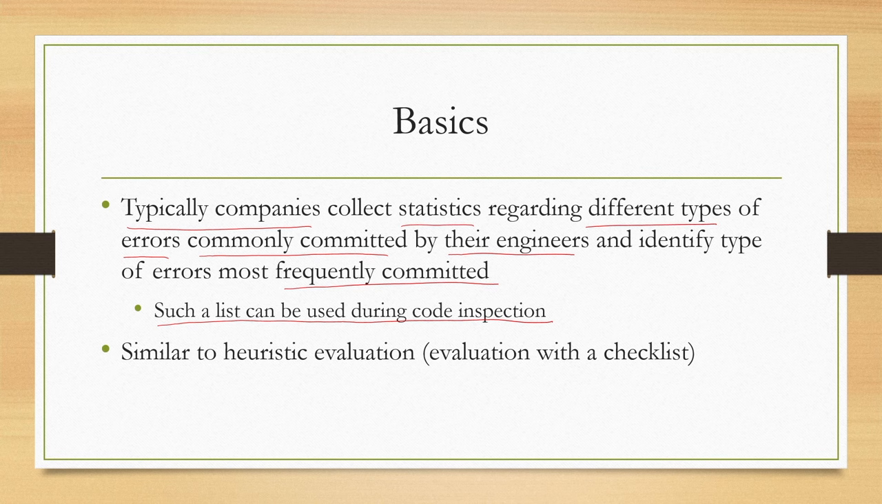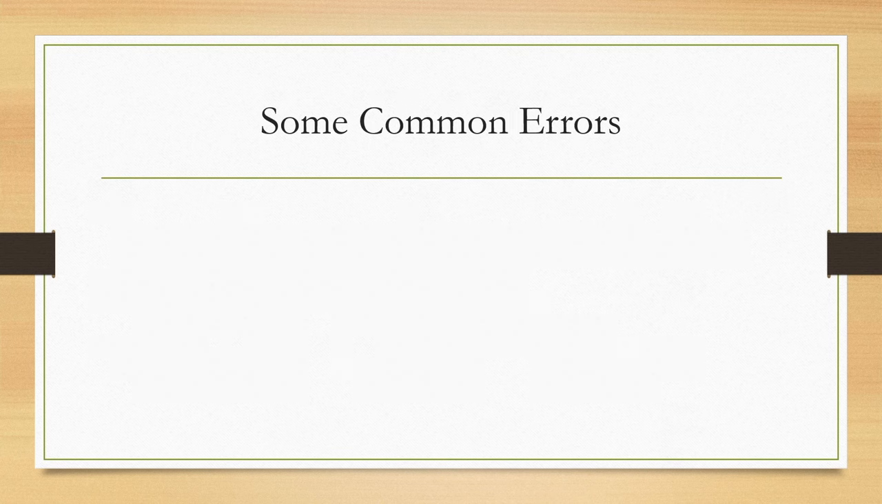So, in code inspection, what is required is a checklist which the evaluators will use and see whether the items in the checklist are being addressed in the code or not. This is conceptually similar to the heuristic evaluation that we have discussed earlier. So, what are these common errors? Let us see some examples.